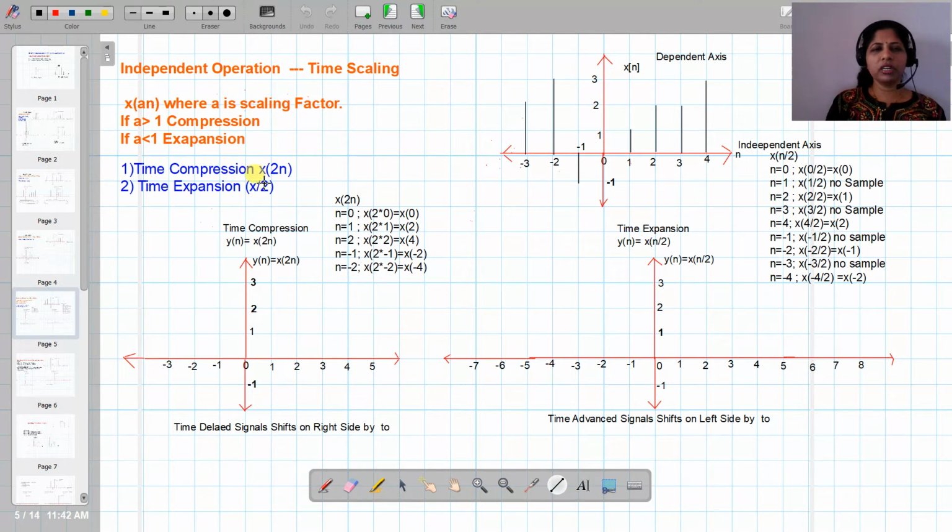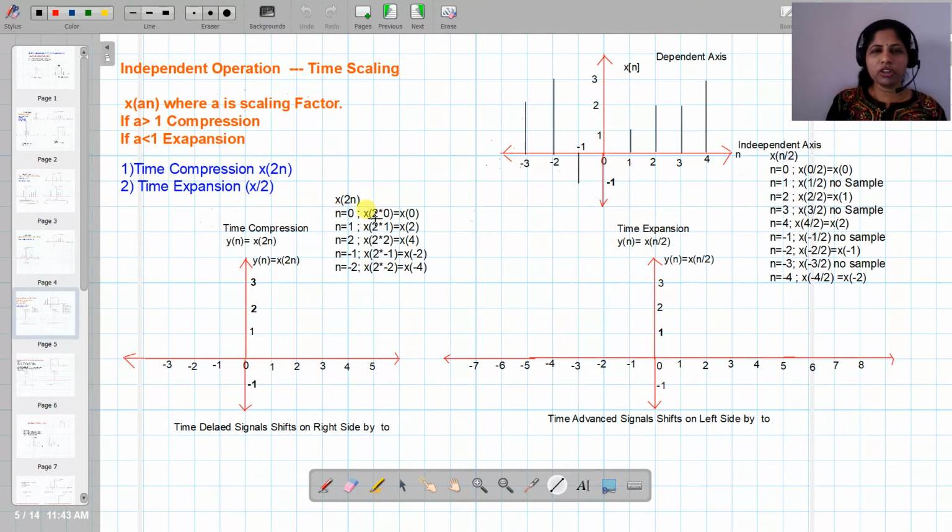For example, y of n is equal to x of 2n. Observe here, the scaling factor is equal to 2, which is greater than 1. So which type of operation is this? Time compression. In time compression, I'll explain in detail how we need to select the samples. Now n is what? The number of samples. n varies from 0, 1 to -1, -2. See here, this signal is 0 to 4, this signal is -3 to 0. Now we have to substitute these values in this equation.